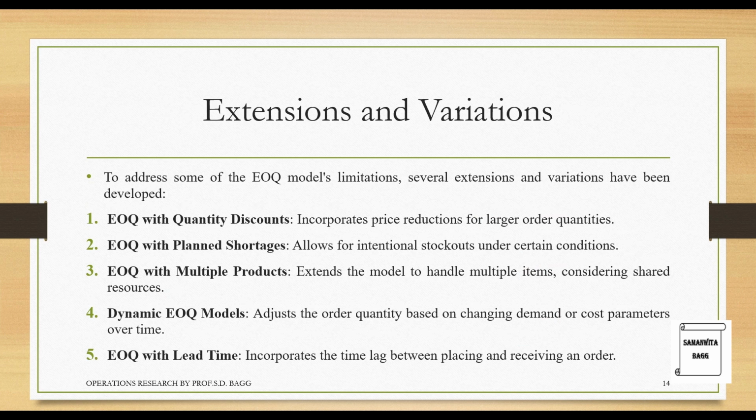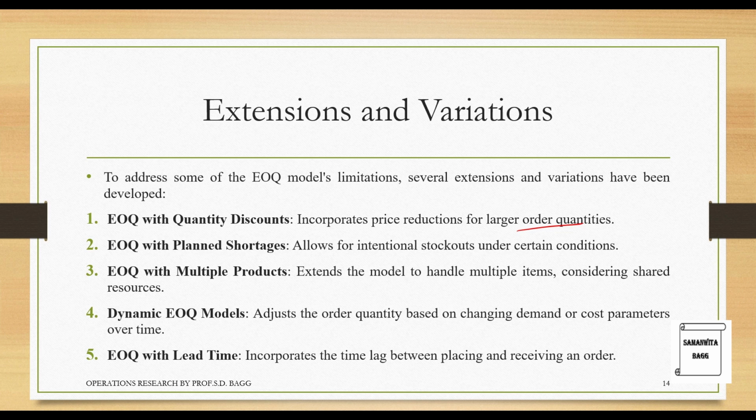Extensions and variations. So as I told you that there are other models too. To address some of the EOQ model's limitations, several extensions and variations have been developed. The first one is EOQ with quantity discounts. Incorporates price reductions for larger order quantities. So suppose if you have large order quantity, you will ask for discounts, supplier will give you discount. So you can use EOQ with quantity discounts at that time.